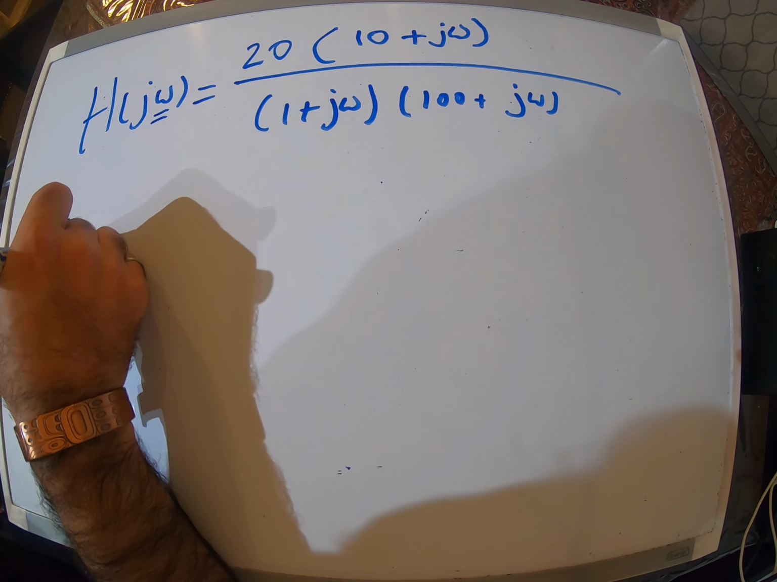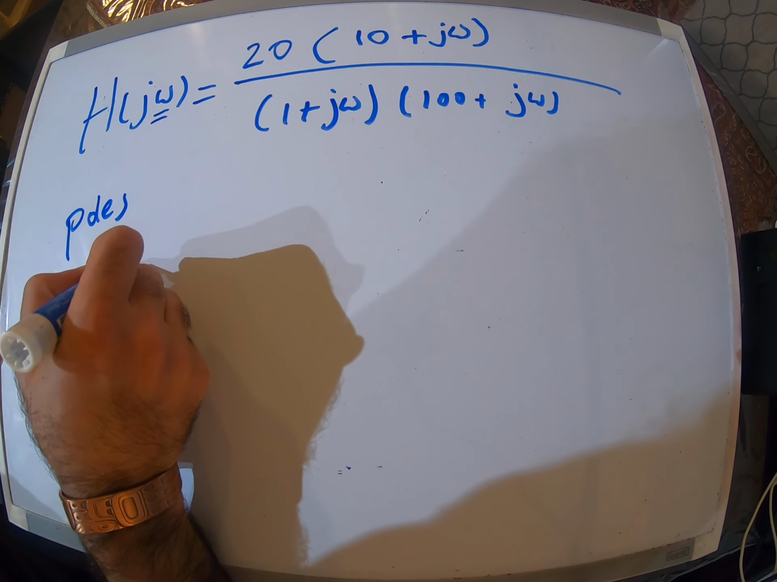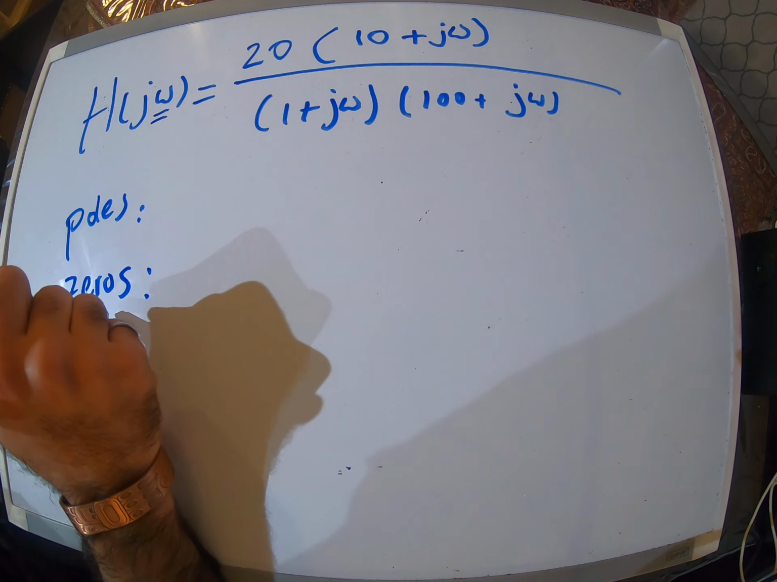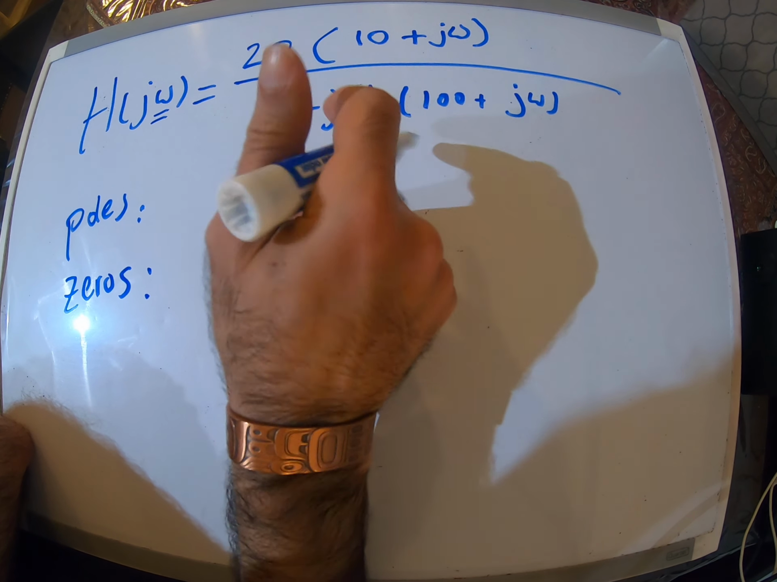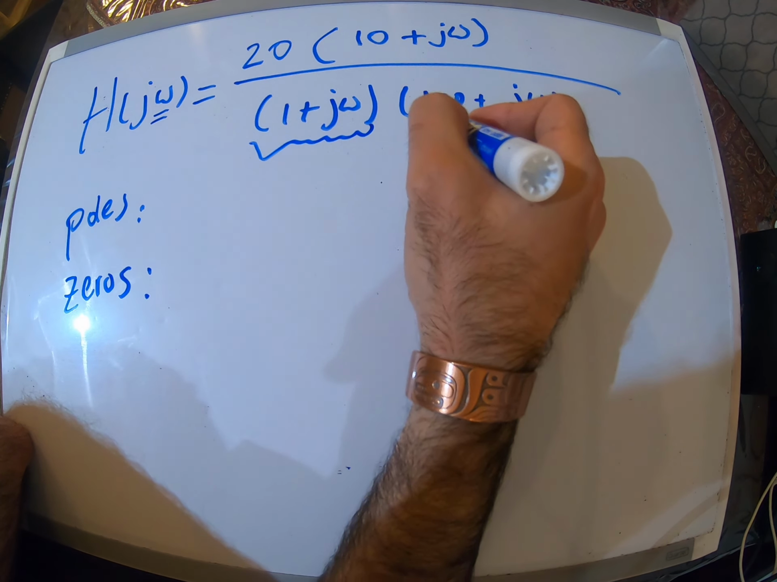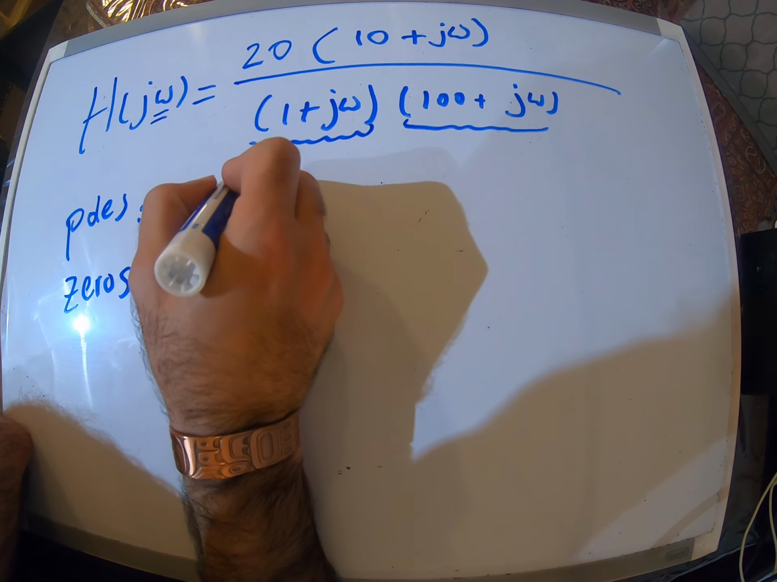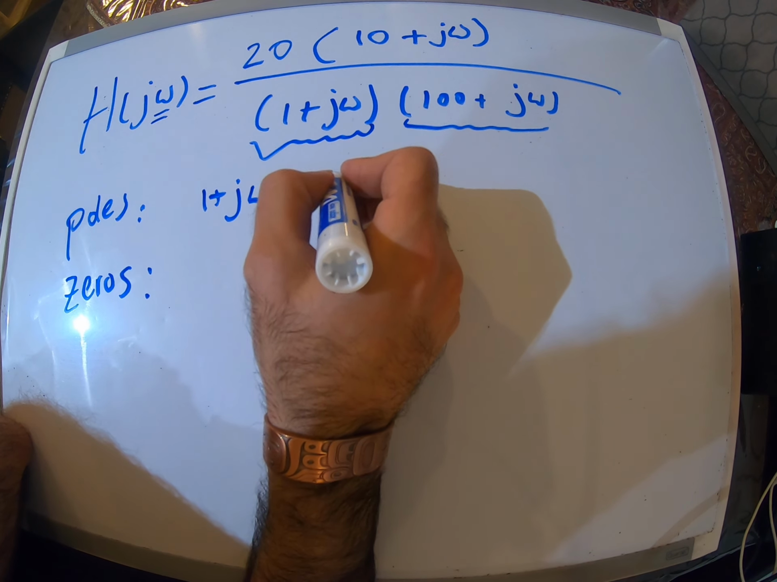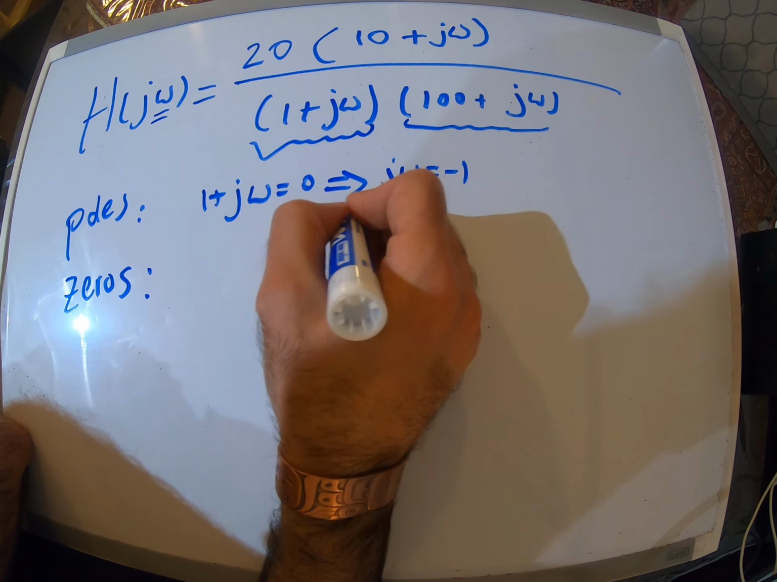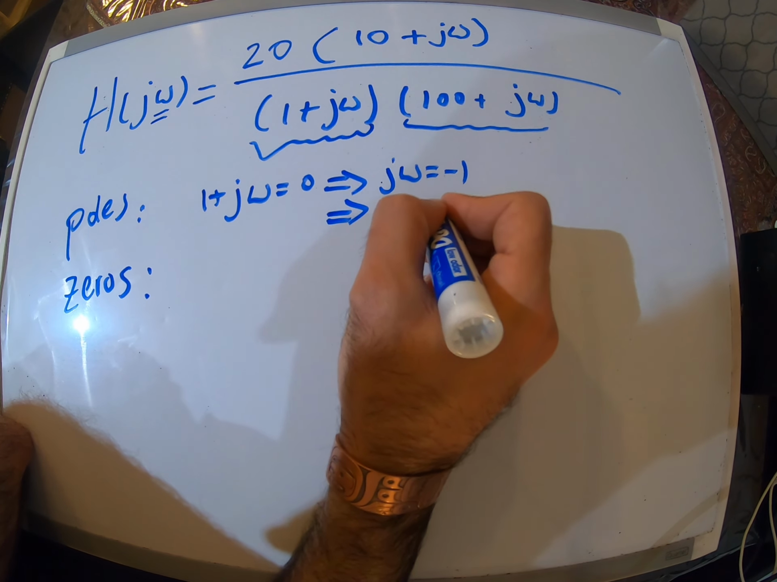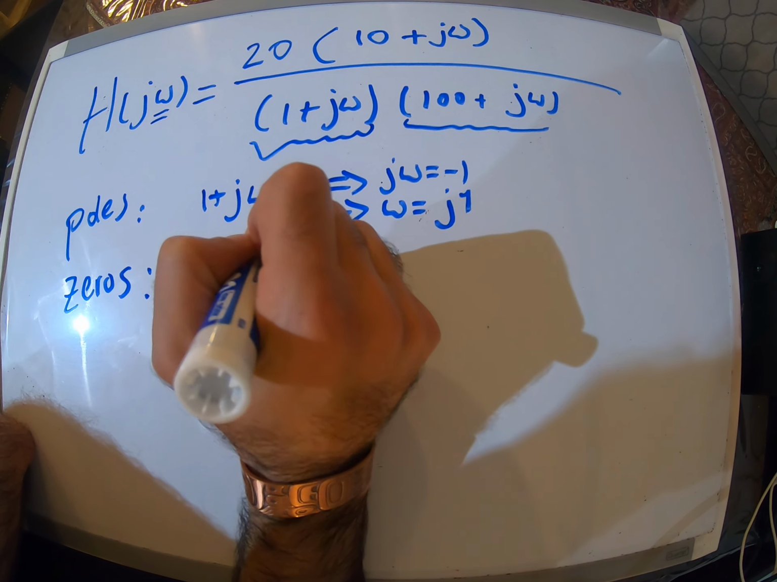So I want to find the poles and zeros of this transfer function. The poles are going to be the value of omega that makes this one 0 or this one 0. So 1 plus j omega equal to 0. That means that j omega is equal to -1. That basically means omega is equal to j times 1, right?